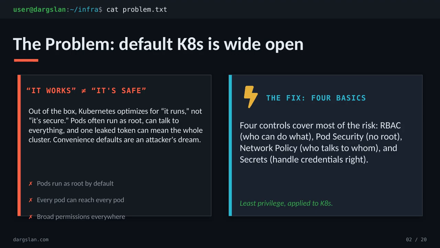So let's name the problem first. Kubernetes, by default, is tuned for convenience. Pods run as root. Every pod can reach every other pod, and service accounts come with permissions much broader than they need. One leaked token in that world, and an attacker basically inherits the cluster. The fix isn't exotic. 4 controls. RBAC for who can do what. Pod security to get off root. Network policy for who talks to whom. And secrets done right. Least privilege applied to Kubernetes.